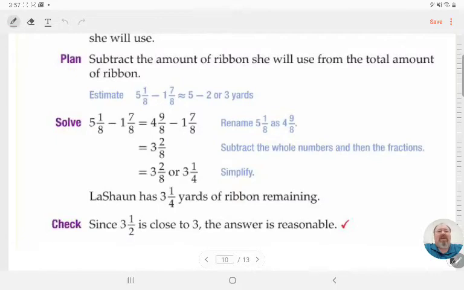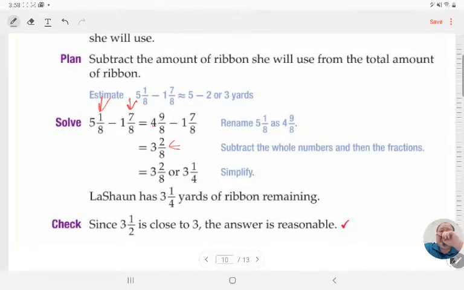So again, we have that problem where 7/8 is larger than 1/8. So we have to increase that. So we drop the 5 to a 4, and we add 8/8 to the 1/8, which becomes 9/8. Okay? Now we can subtract. 4 minus 1 is 3. Then 9 minus 7 is 2, and we keep our denominator of 8, and we have 3 2/8.